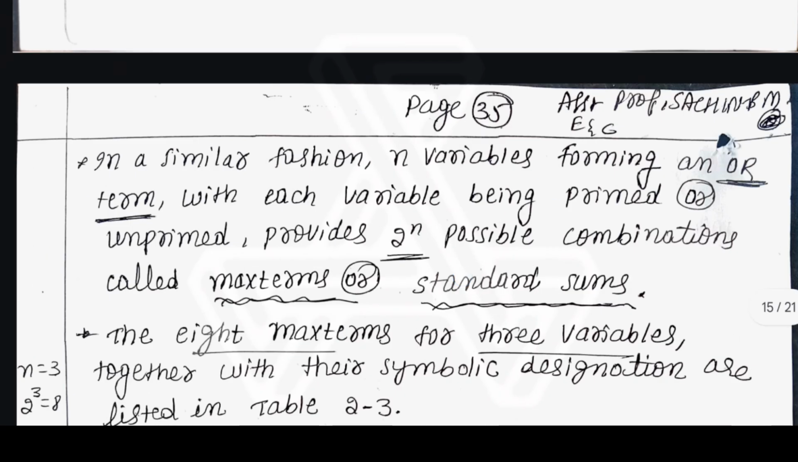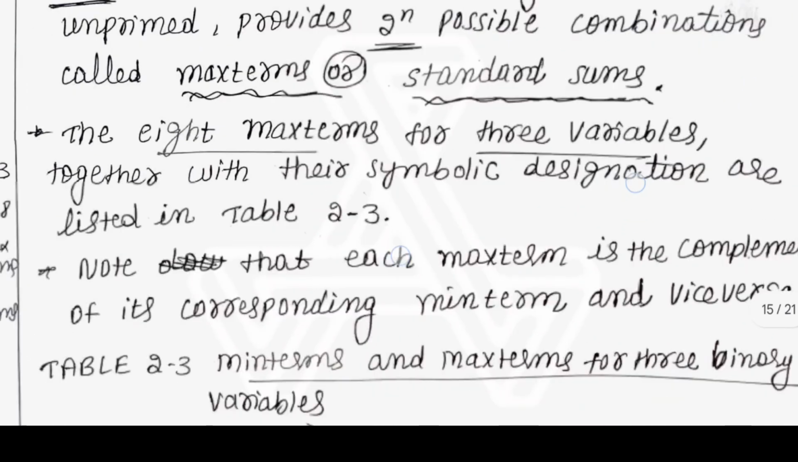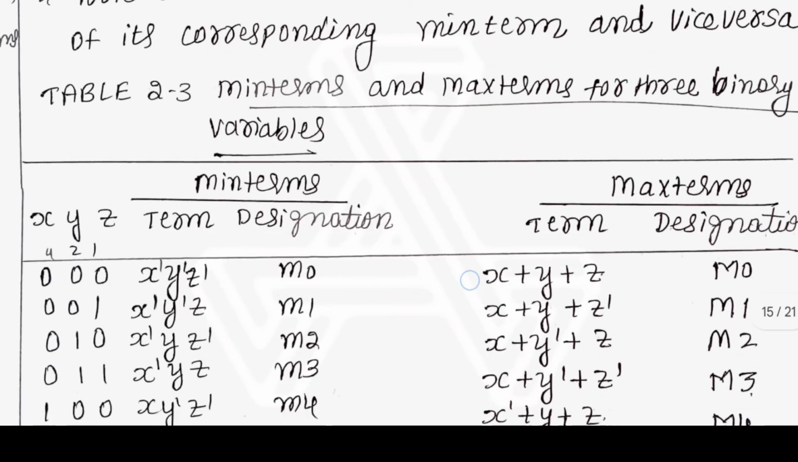In a similar fashion, n variables forming an OR term, with each variable being primed or unprimed, provide 2 power n combinations called max terms. Those are standard sums. The 8 max terms for 3 variables, together with the symbolic designation, are listed in the table. Note that each max term is the complement of its corresponding min term and vice versa.